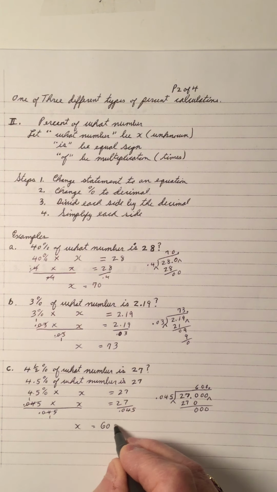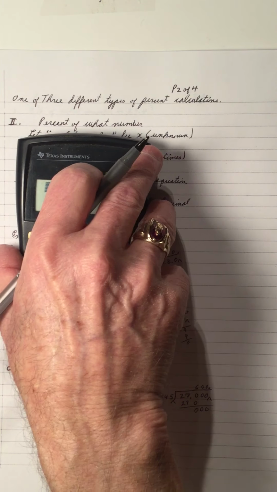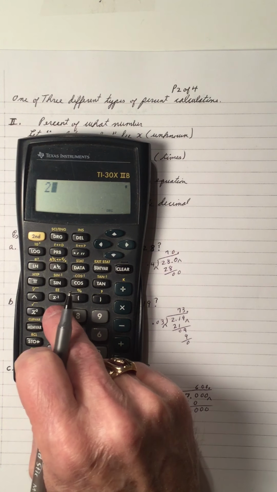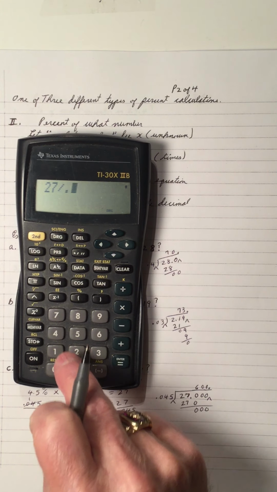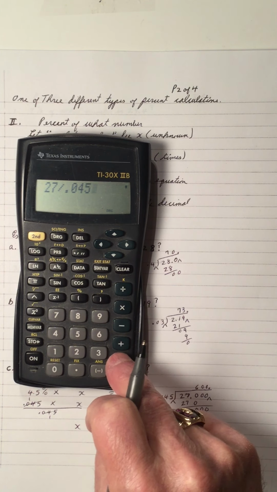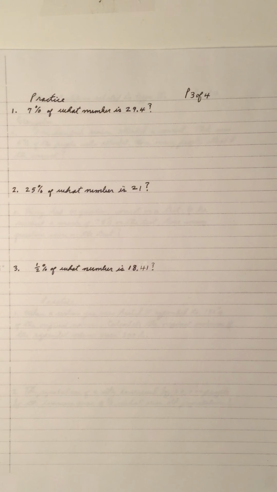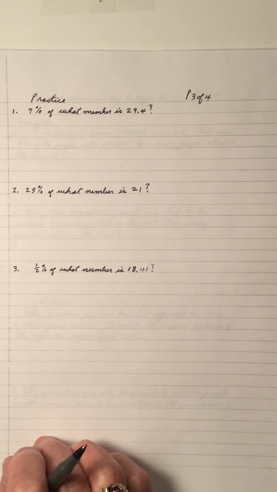So let's just check with our calculator. Now let's see if our answer is right. Let's turn on our calculator, clear it. So 27 divided by 0.045, and we get 600, so we're okay. Just making sure. You can always use your calculator, it's just faster. If you're on a test, use your calculator. If you're doing homework and want to work it out first for a bit of fun, then do so. But check.